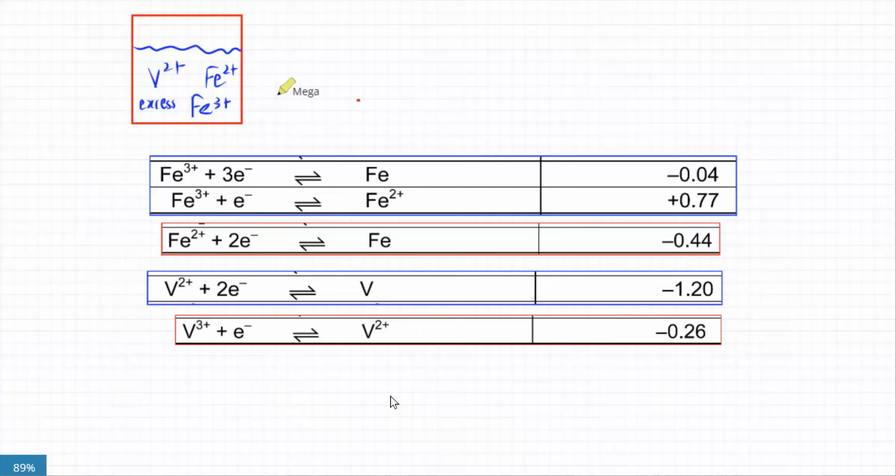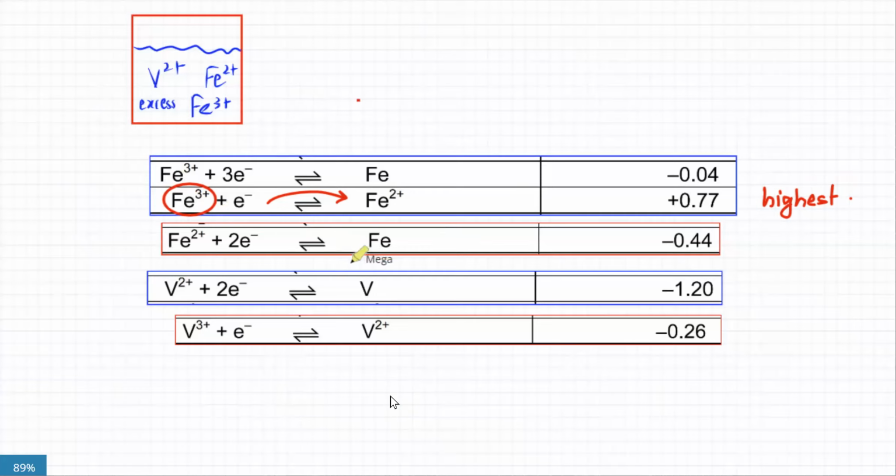So our highest potential, which one is it? 0.77. So that's the one that's going to gain electrons. And there's absolutely nothing wrong with it, because we do have our reactant Fe3+. Look at the beaker above. We do have Fe3+. So we figured out that has the highest tendency to gain electrons.